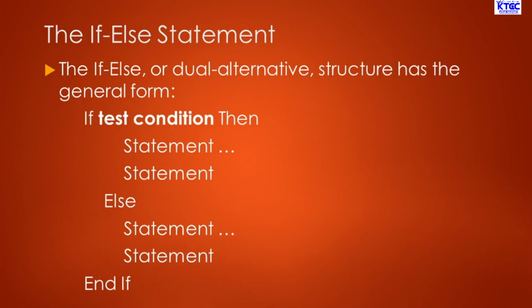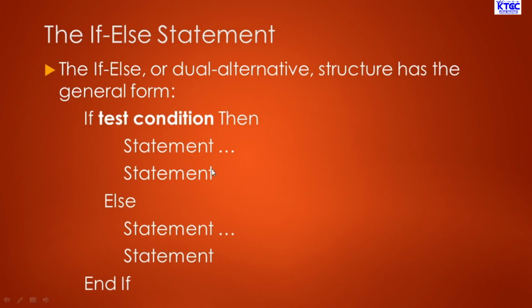Now let's look at the if-else statement. The if-else or the dual alternative structure has the general form, just as we looked at how the single alternative looks like. The dual also looks like this. If test condition here is met, you don't know what the test condition is by now. If test condition is true, then execute the statement, execute the statement.